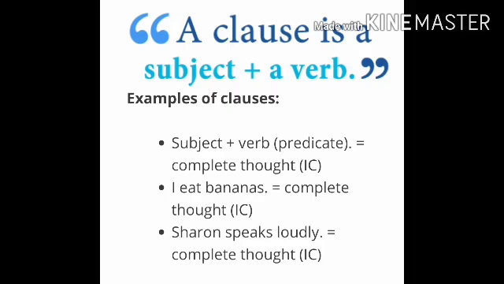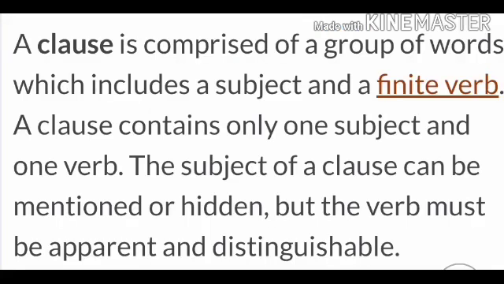You can see the example here. I eat bananas. So here I is the subject, eat is the verb, and eat bananas is what? Predicate. So in this way, we can come to know that a particular sentence which has a subject, a verb, and a predicate, and is complete in thought, is called a clause. You can see the next example. Sharon speaks loudly, where Sharon is the subject, speaks is the verb, and loudly is the predicate. So it's again a complete thought. So you can write in your copy what exactly a clause is.